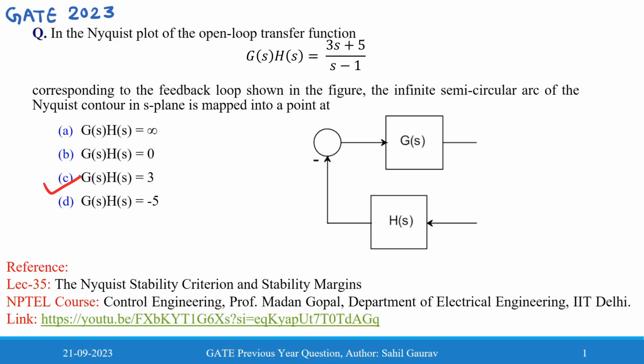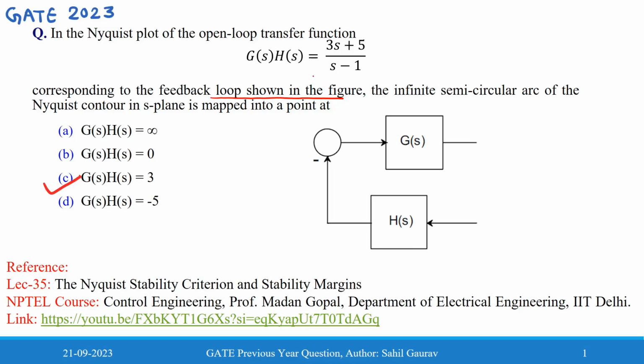Hello, this problem has been asked in GATE 2023. The problem is that in the Nyquist plot of the open loop transfer function G(s)H(s) equal to (3s + 5)/(s - 1), corresponding to the feedback loop shown in the figure, the infinite semicircular arc of the Nyquist contour in the S-plane is mapped into a point.